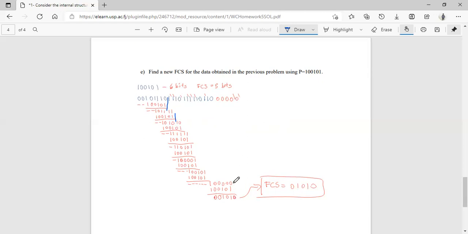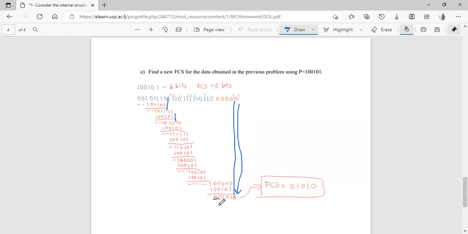At this particular point, this 0 is yet to come down. The result that you'll have is 1, 0, 1. This is less than the size of my polynomial. However, after bringing this last bit down, I'll be left with only 1, 2, 3, 4 bits. After bringing my last bit down, I'll be left with 4 bits.